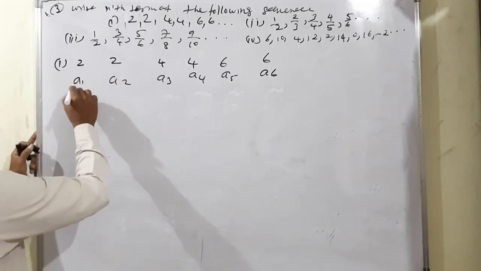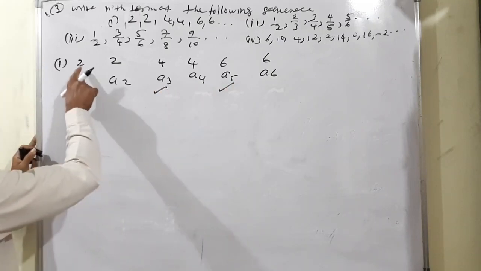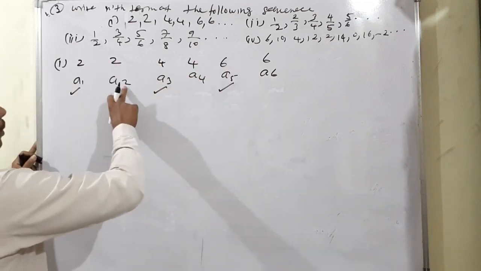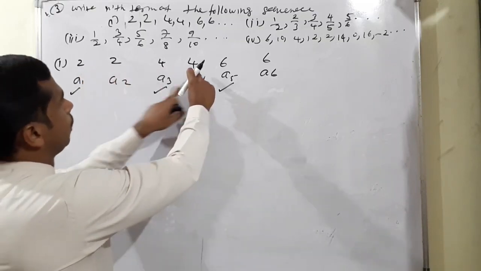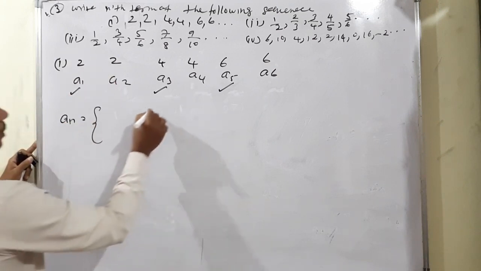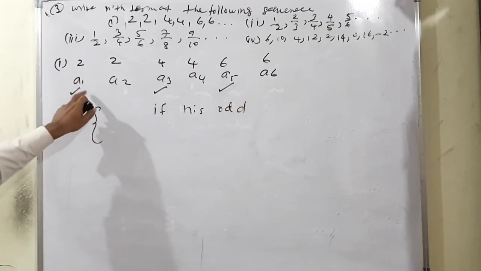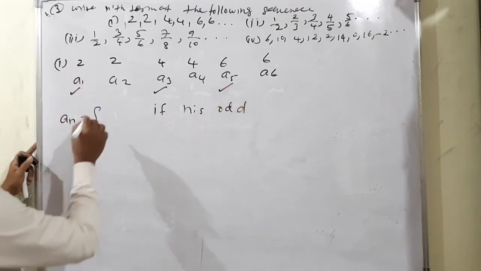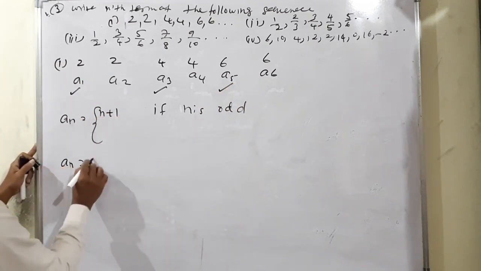So, A1 means definitely odd number, 3 also odd number, 5 also odd number. Look at the condition: odd number means the terms are definitely 2, 4, 6. Then even numbers also check there: 2 is the even number part, then 4, 6 is there. The condition, An, if n is odd. N is odd means look at there. 1 means odd number, 3 also odd number, then 5 also odd number. So definitely n plus 1 only we will get the value. Look at there. An isn't it? So An is equal to n plus 1.